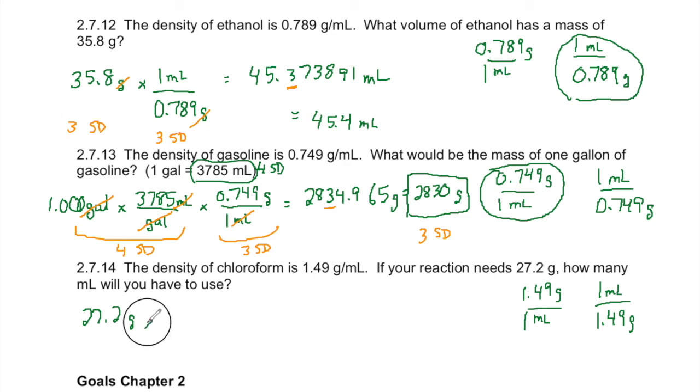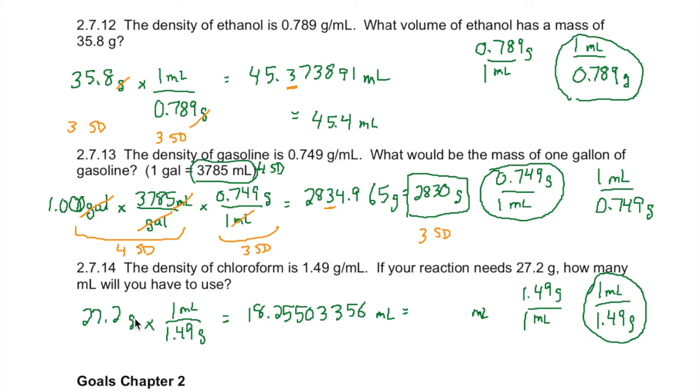This last one we're starting with grams and we're trying to convert to milliliters. So we need this conversion factor here to cancel the grams. So our grams cancel and we end up with milliliters. We also should end up with 3 significant digits. So this is 18.3 milliliters.